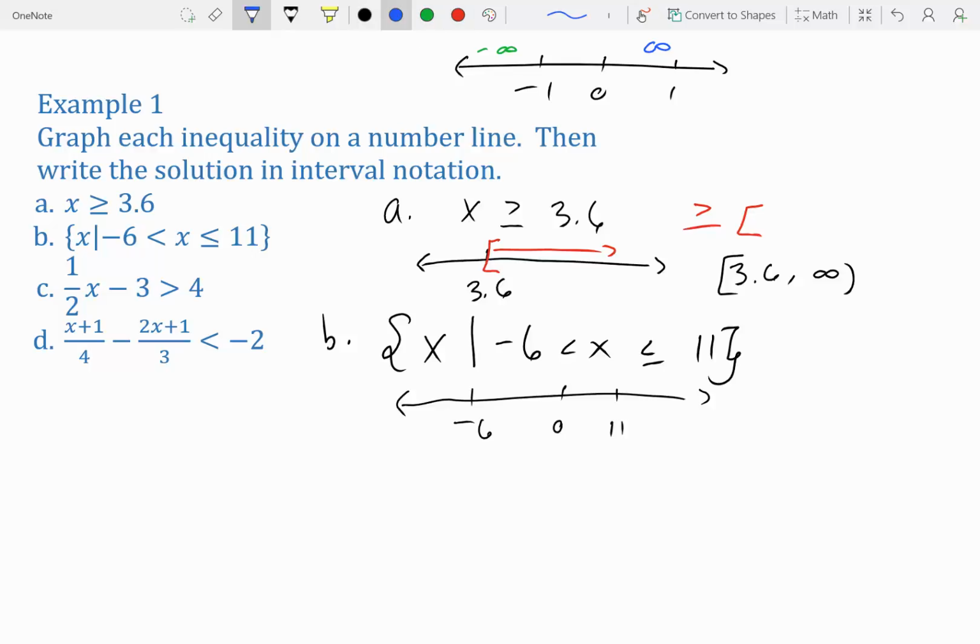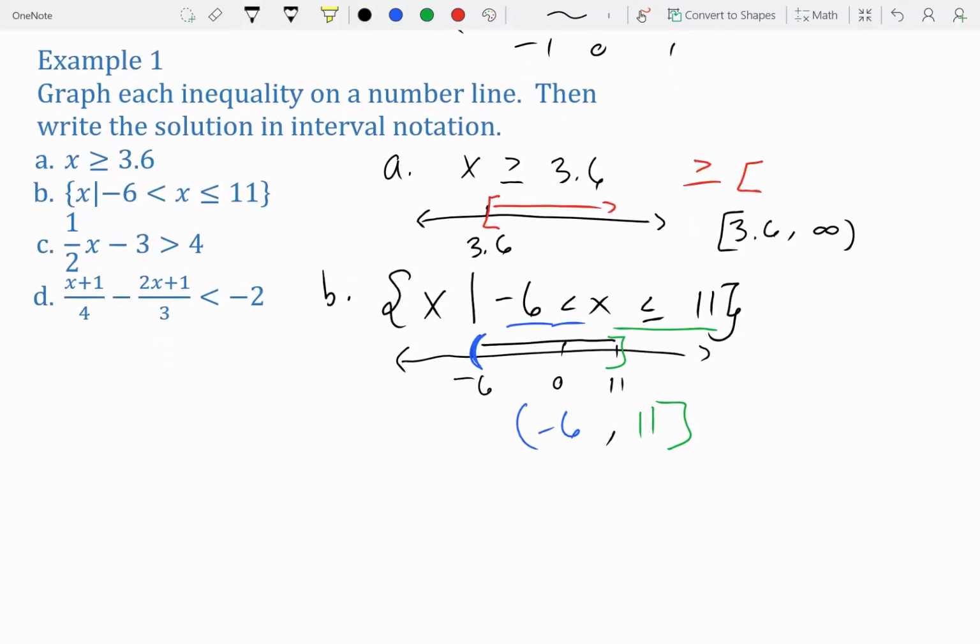So for negative 6, that is a parenthesis. And for 11, that's a bracket. And we're going to connect the two for our number line. Now we have to write it in interval notation. Since they go together, we're going to have a parenthesis, because of the negative 6, to 11, and that's a bracket. Moving on to C. So C and D, we're not going to graph on the number line. We'll just write the interval notation.